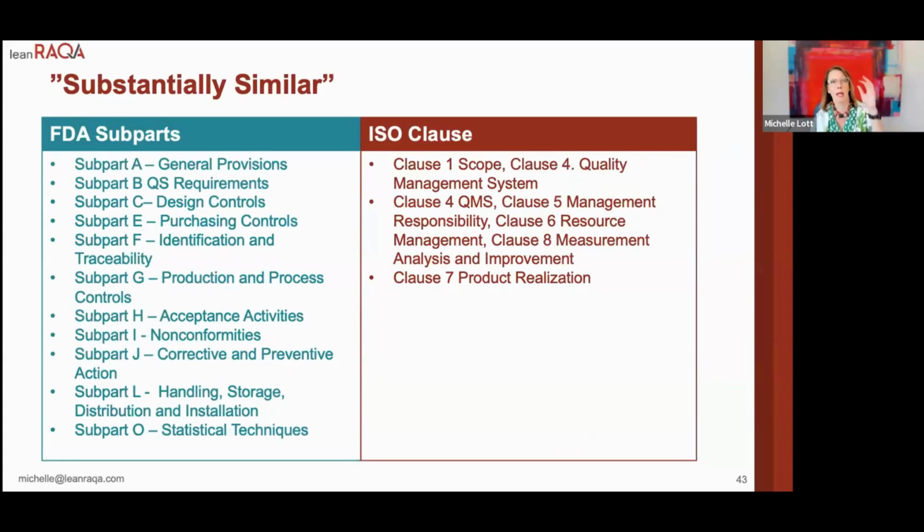So the FDA has determined these sections between the current QSR and the ISO clauses as substantially similar, which I think is not confusing at all if you think about substantial equivalence, which is the bar you have to meet for 510(k).